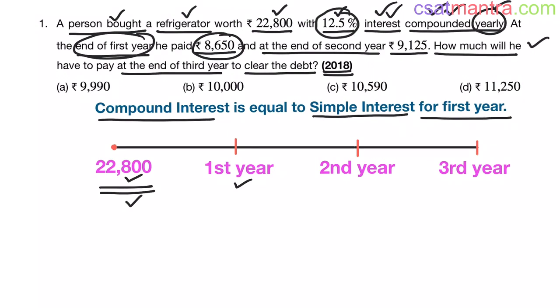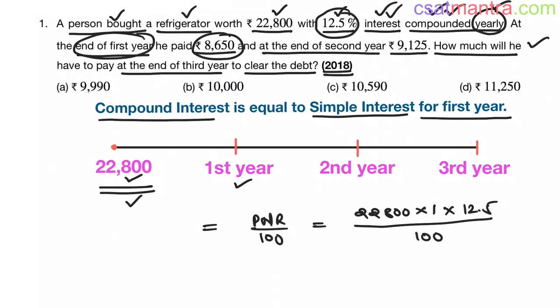Let's apply the simple interest formula, that is PNR by 100. P is 22,800, N is 1, first year my friends, rate of interest 12.5 by 100, okay? Now this is equal to 22,800 into 12.5. I am writing it as 25 by 2. Okay, 25 by 2 is 12.5 my friends, by 100. Okay, so 100 gets cancelled out.